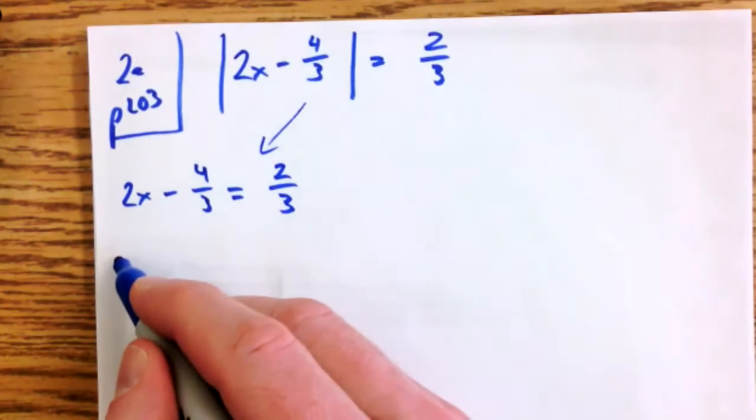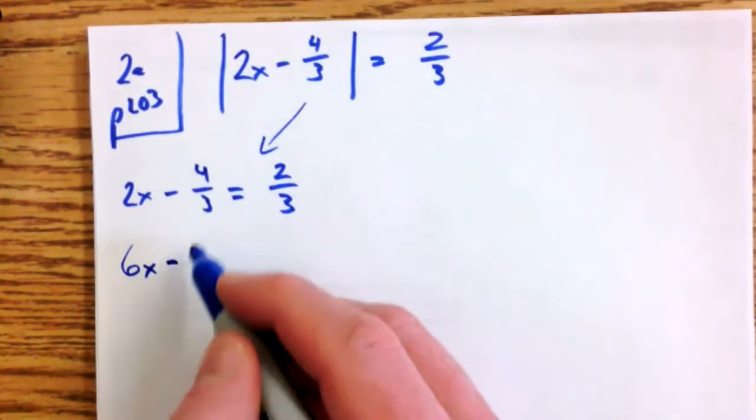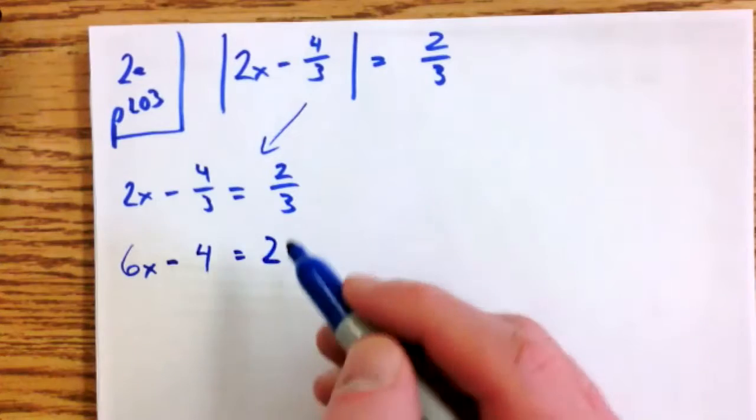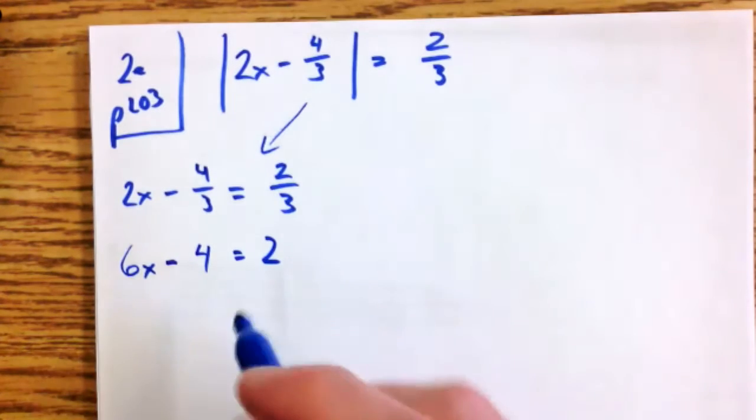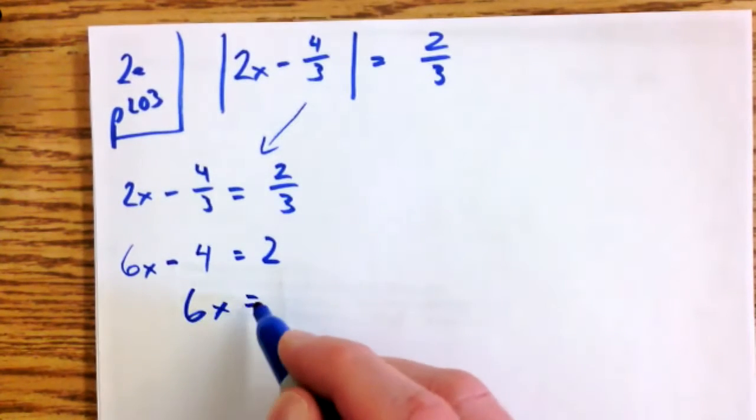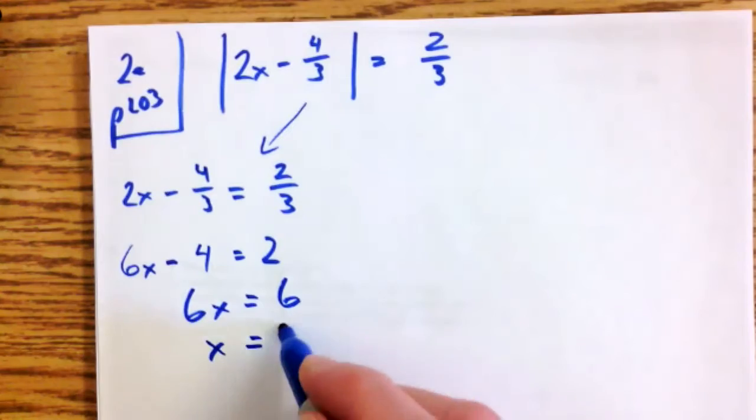So 3 times 2x is 6x. Cancels that fraction and cancels this one. See how much nicer this is? Going to add 4 to both sides. 6x equals 6. X equals 1.